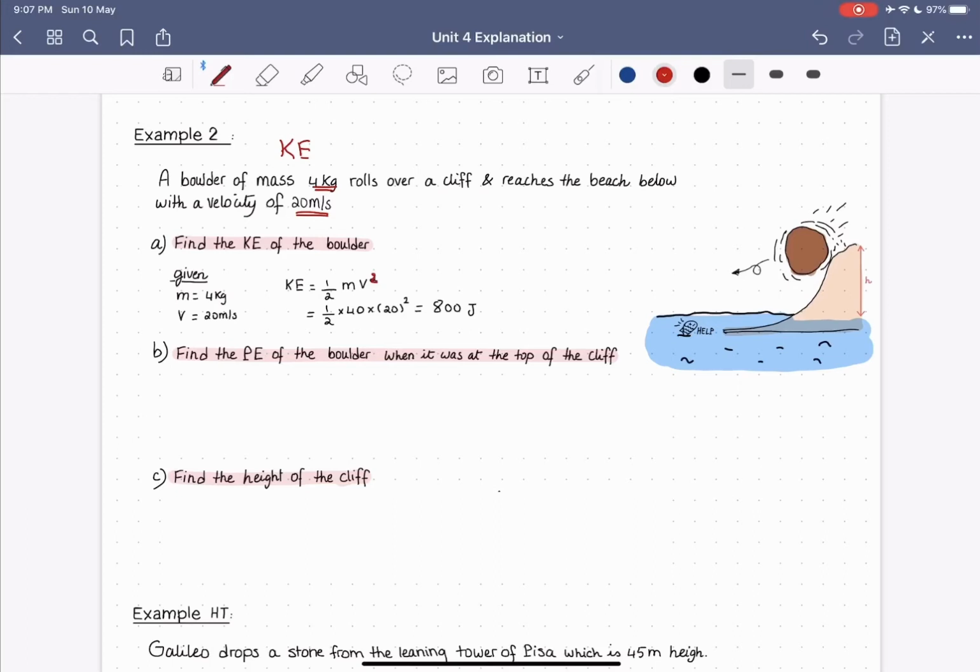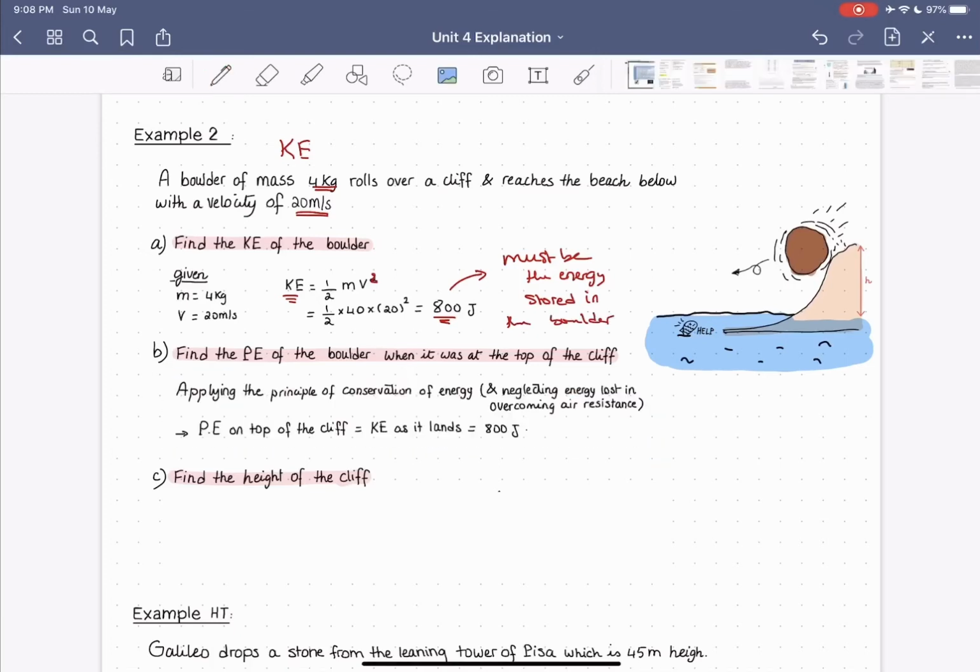What do you think the PE, the potential energy of the boulder, was when it was still up at the top of the cliff? Since the energy while it was falling down was 800 joules, then this must be the energy that was stored in the boulder. So all the energy that is now converted into kinetic energy was originally stored in the body as potential energy at the top of the cliff.